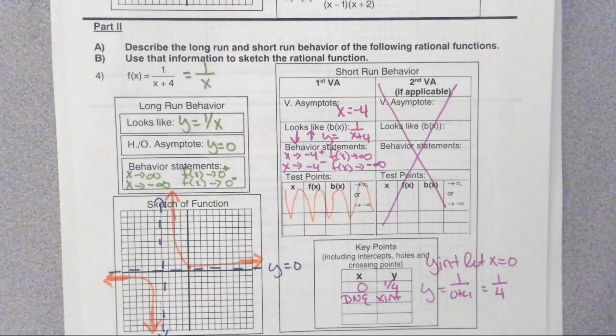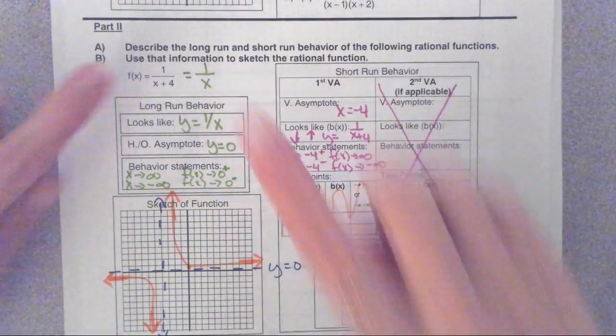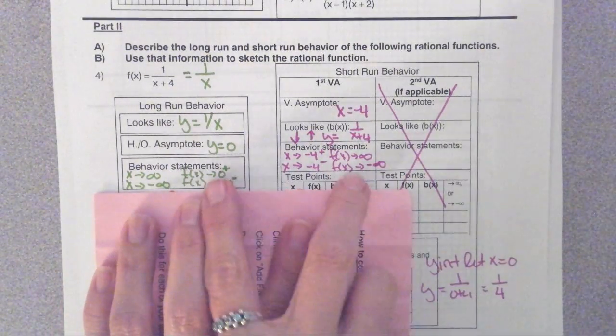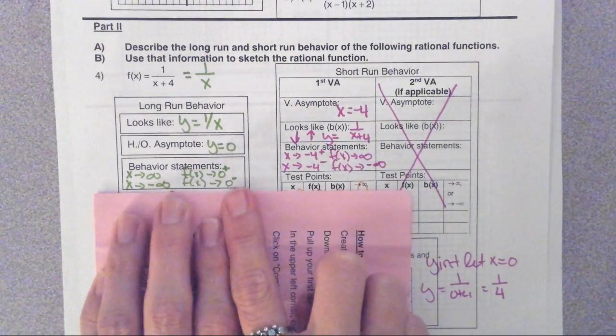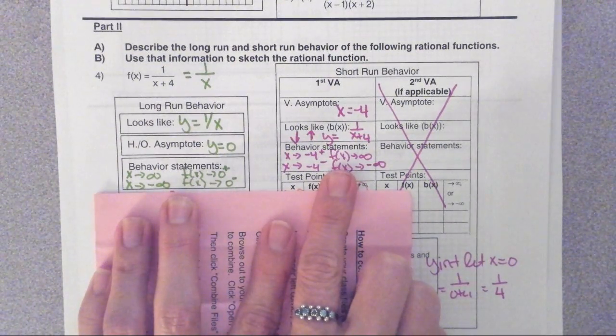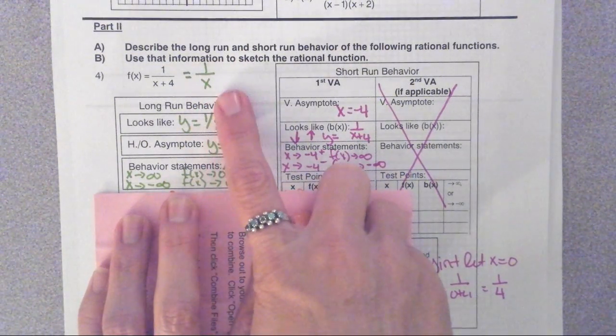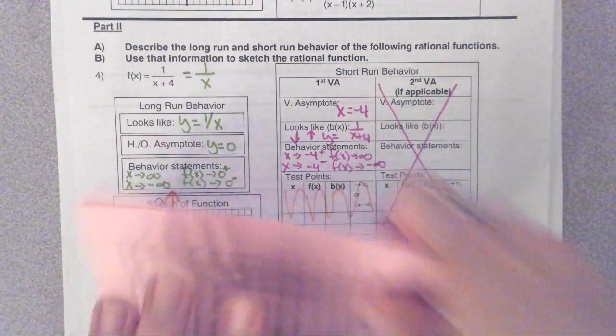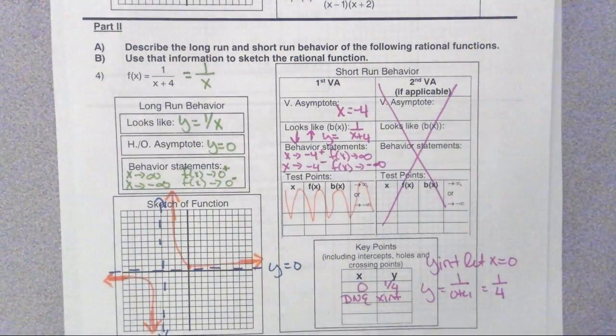Here's the deal though, on your test, instead of giving you this equation, what they're going to do instead is they're going to just give you this statement. They're going to give you the long run behavior and the short run behavior, and then they want you to go pick the right graph. So you have to know what these mean. Okay, questions on what either one of those mean?